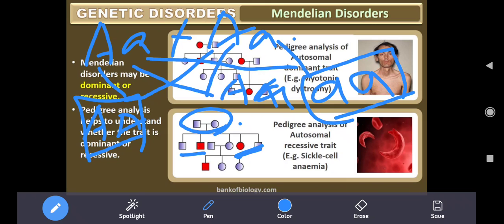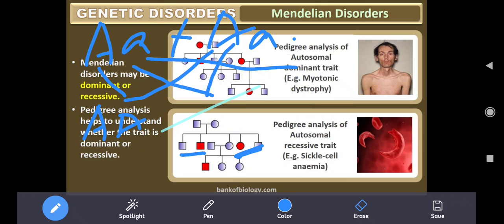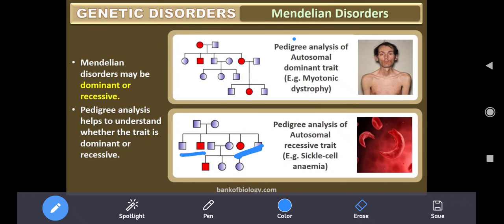So now I hope you understand what is meant by an autosomal recessive disease. This is how the recessive disease occurs. A little later we'll discuss briefly about sickle cell anemia. This pedigree analysis helps to understand whether the trait is dominant or recessive.